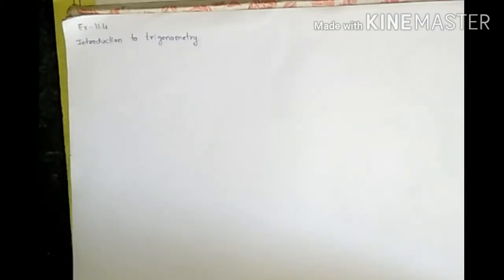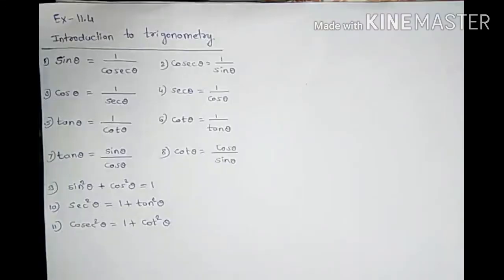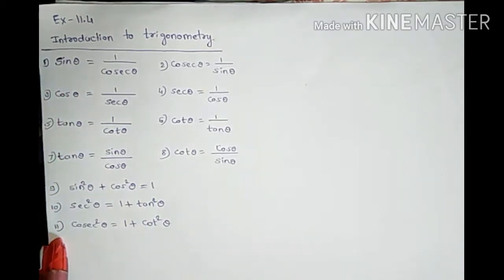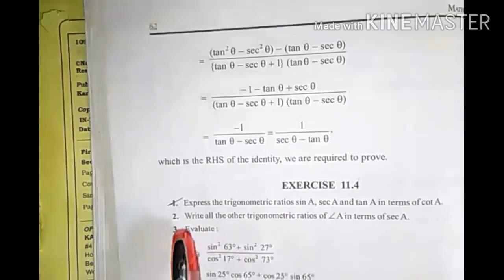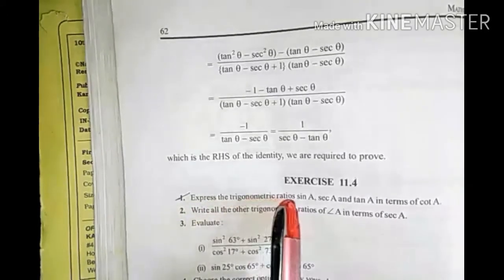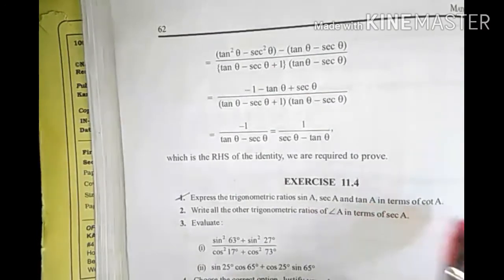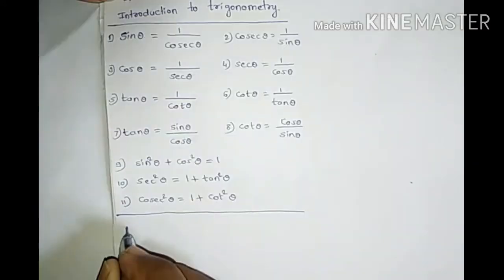In this video, we will solve exercise 11.4 Introduction to Trigonometry. These are the most required identities to solve this exercise. So you should remember all these identities. Now we will see first problem in exercise 11.4. Express the trigonometric ratios sin A, sec A and tan A in terms of cot A.